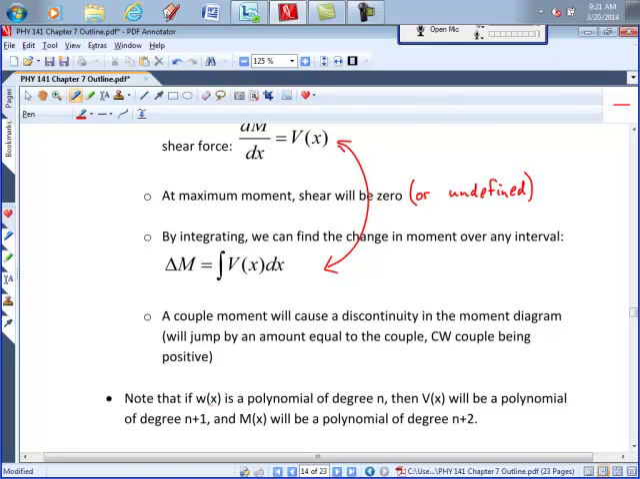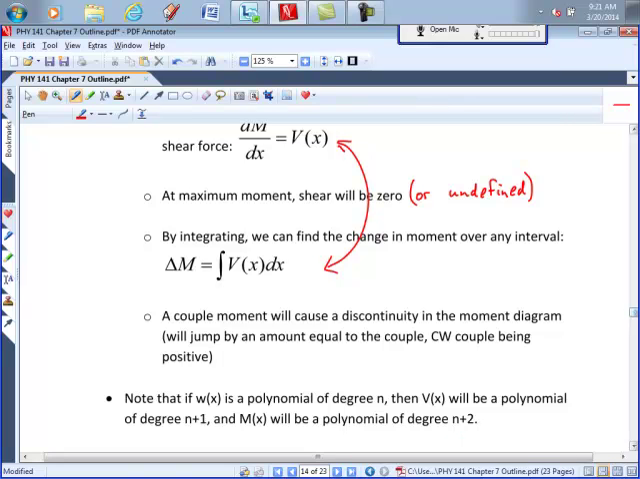So note that if w(x) is a polynomial of degree n, so in our second example that would have been degree 1 because it was a straight line function, then v(x) will be a polynomial of degree n plus 1, i.e. it was a quadratic function, and m as a function of x will be a polynomial of degree n plus 2, i.e. it was a cubic function.